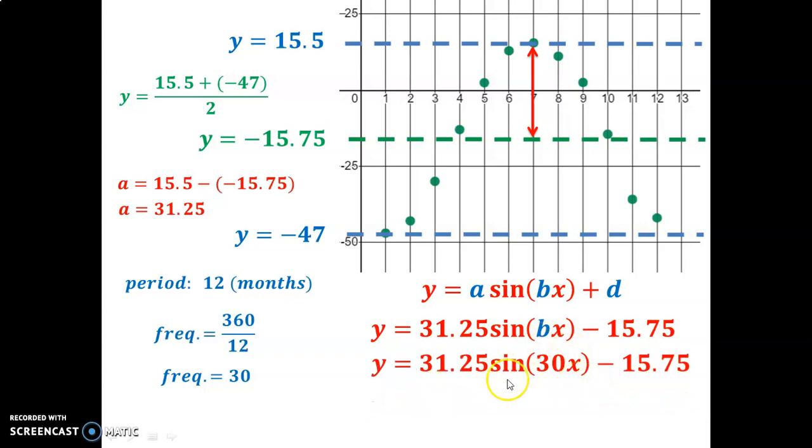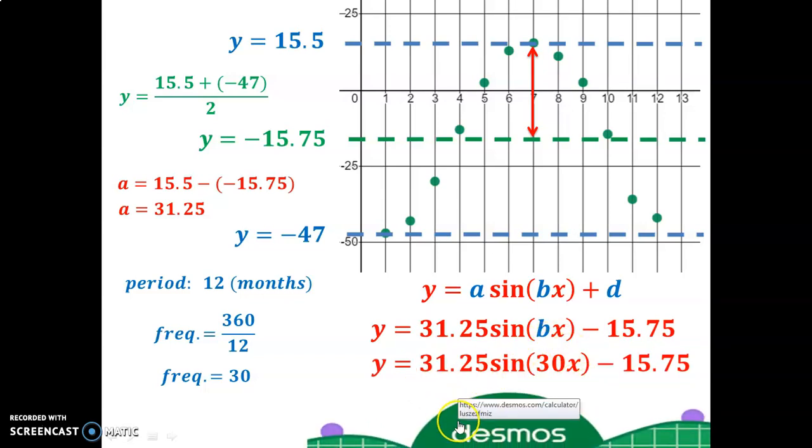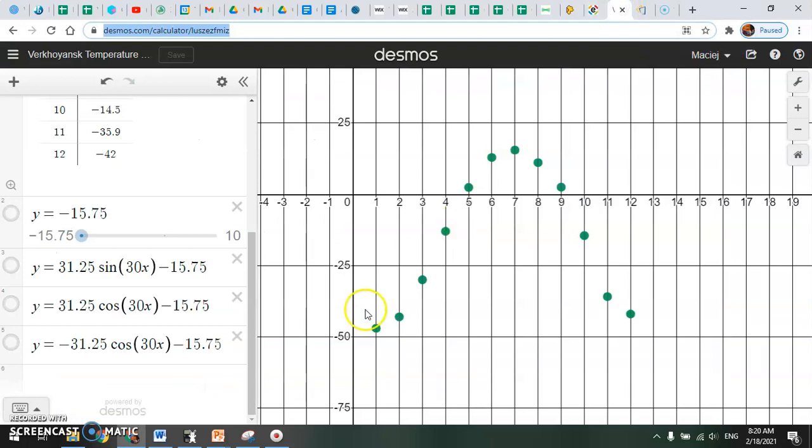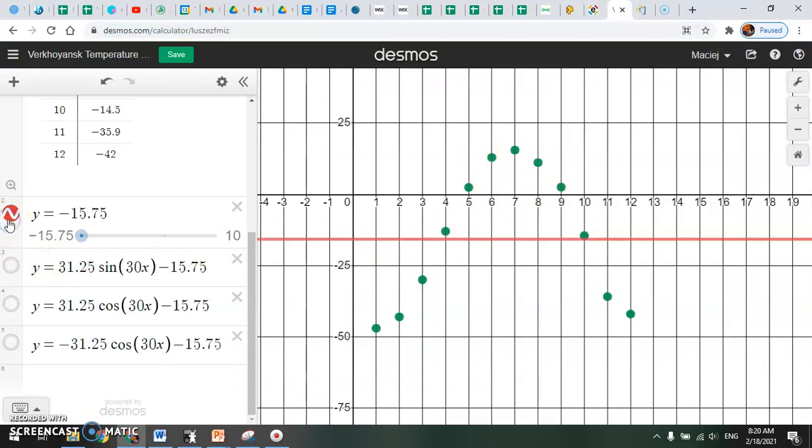Great, there's our model. Let's go to Desmos and take a look at what that model looks like. Let's see if it's a good model for this data. So here I have put the data into Desmos. And here's the model. Oh, here's the midline first of all. Put that there. Okay, the principal axis. Here's the model we just created. I'm going to highlight it.